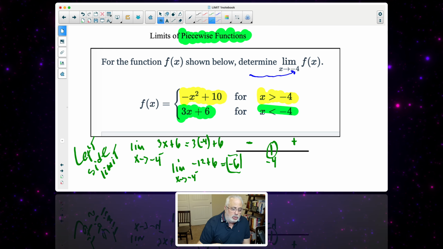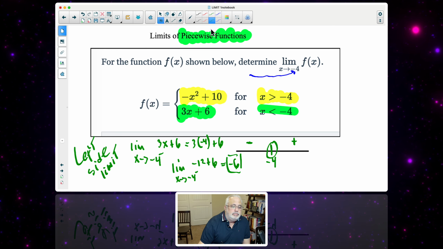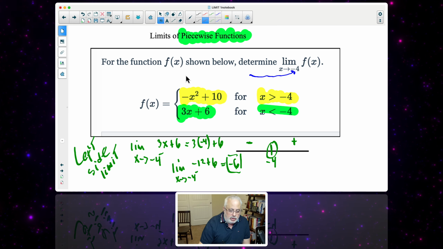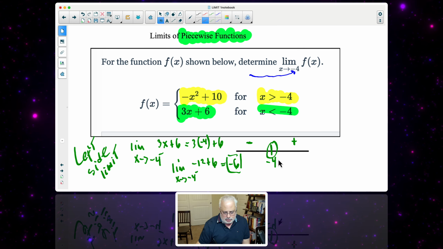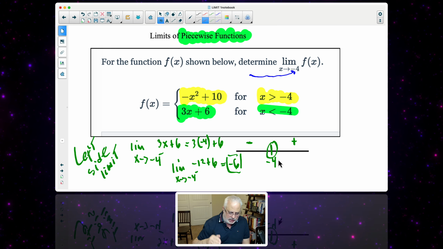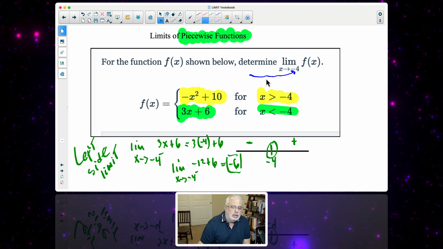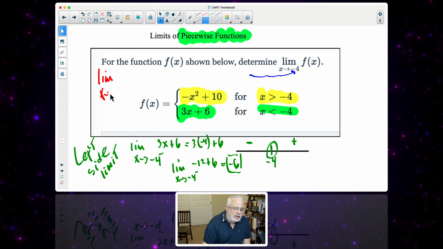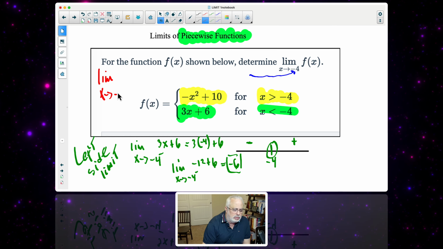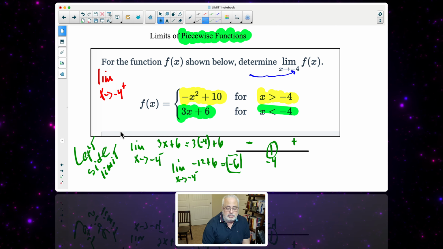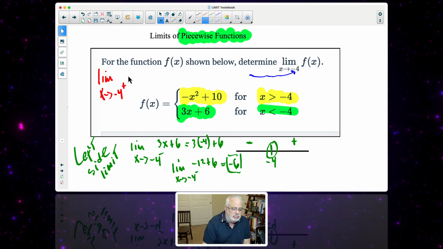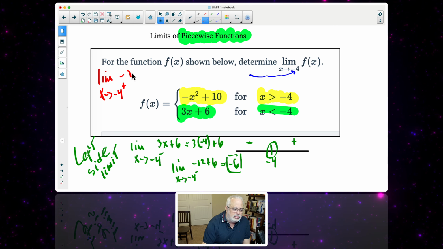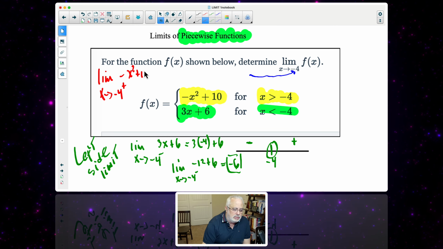Let me use a different color. Let me use red for the right side limits, okay, for when the x is approaching -4 from the right. So let me do it over here. When the x is approaching -4 from the right, the function behaves like this, -x to the second power plus 10.